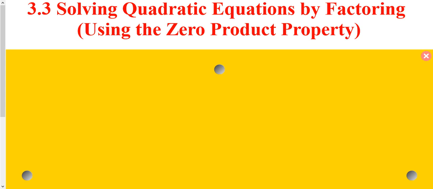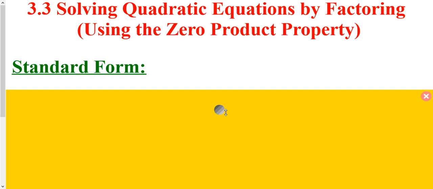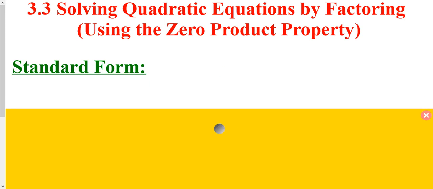In this lesson, we're going to solve quadratic equations by factoring and using the zero product property. The first thing that we need to jot down is the standard form of a quadratic equation. My standard form is ax squared plus bx plus c equals 0. What's really important about this is the equals 0 part. So standard form, we always have all of our stuff on one side, and then we equal 0 on the other side.